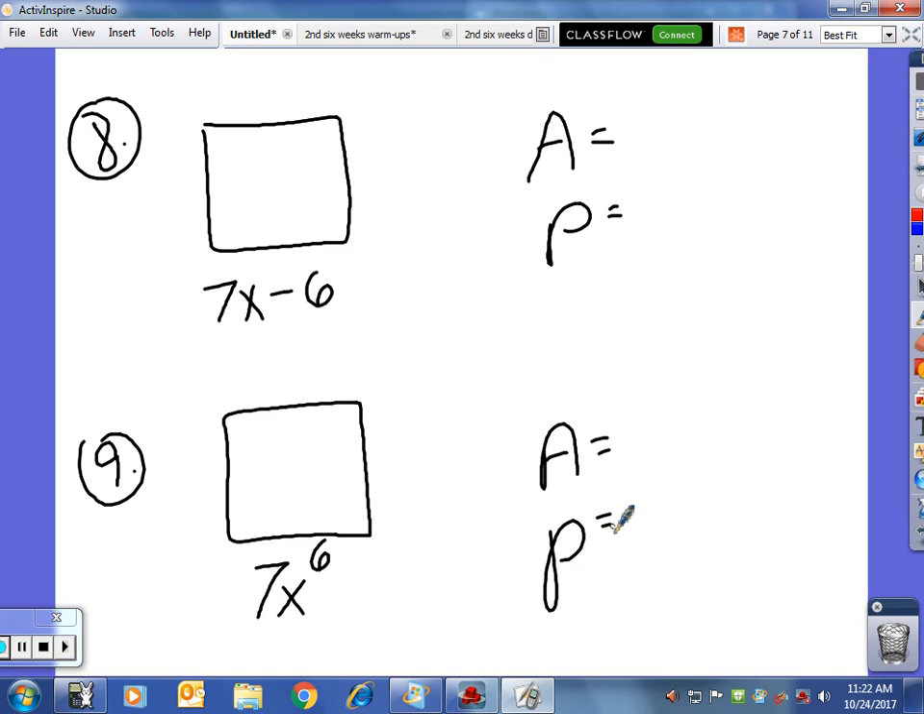You multiply for area. You multiply 7x minus 6 times 7x minus 6, side times side, which is what we just learned how to do.